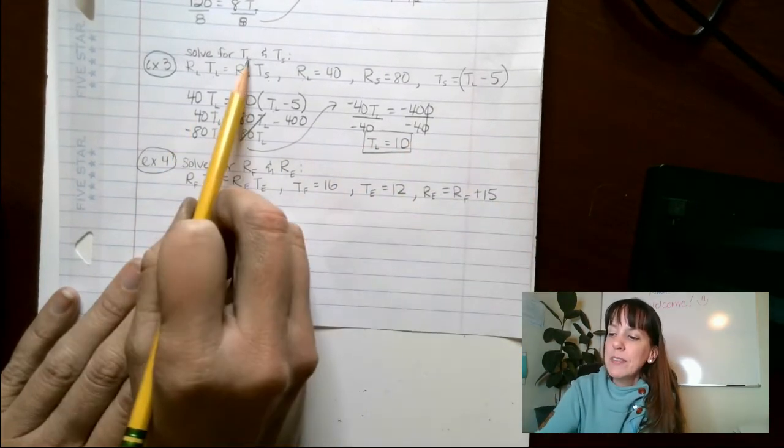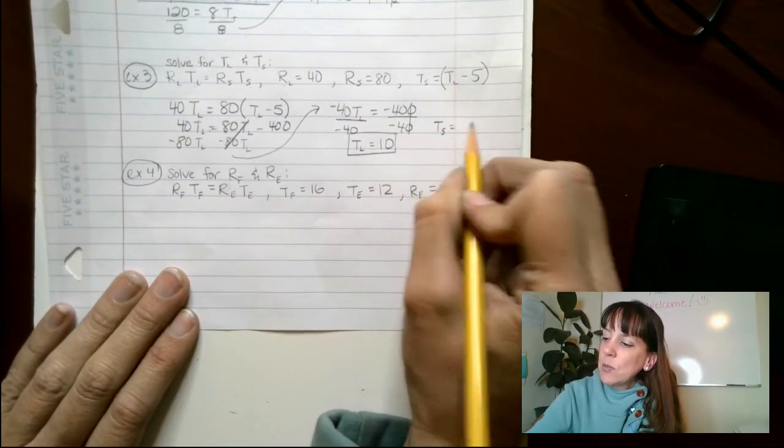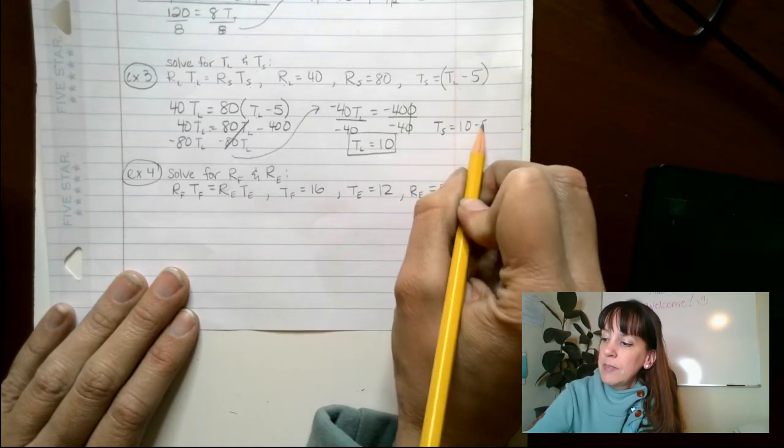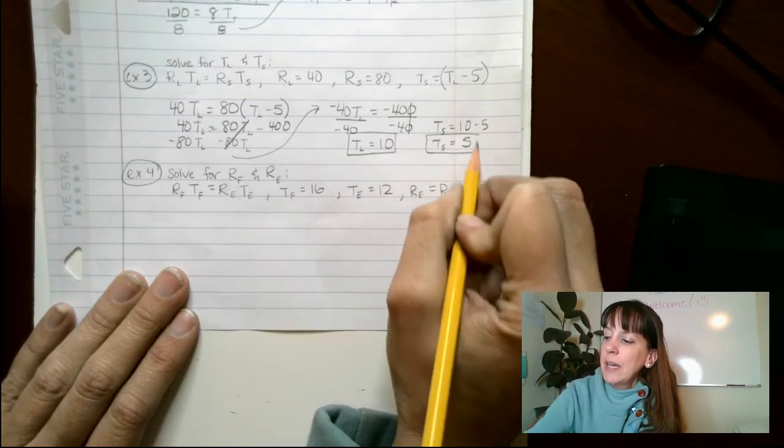TL equals 10. Oh, but we have to solve for TS too. So we're going to plug that in here. TS equals TL, which we know is 10, minus 5. So TS equals 5. Bam, we've got that.